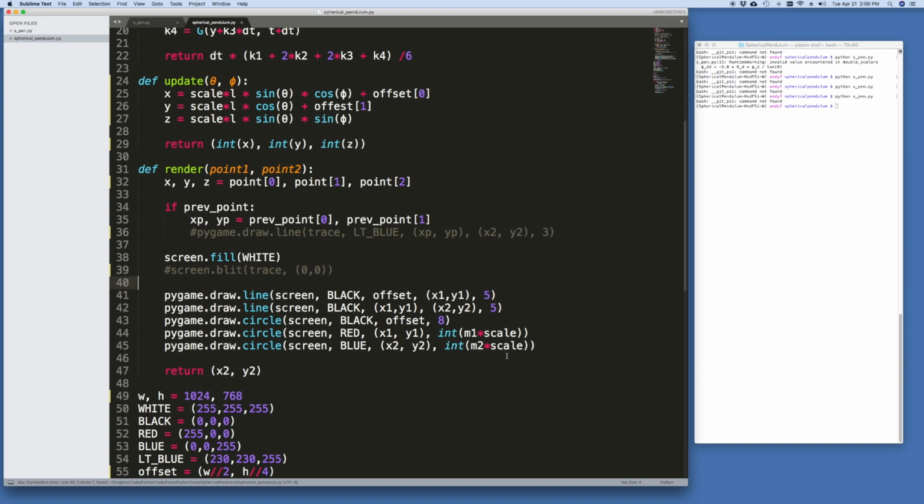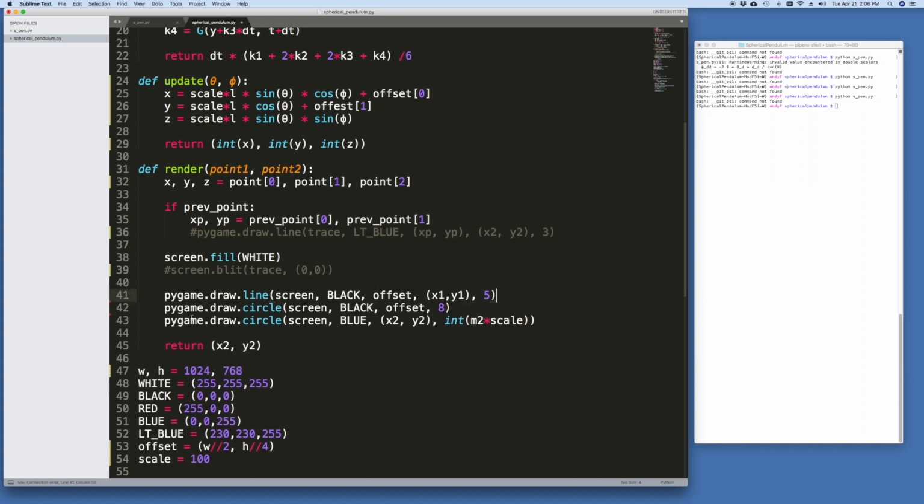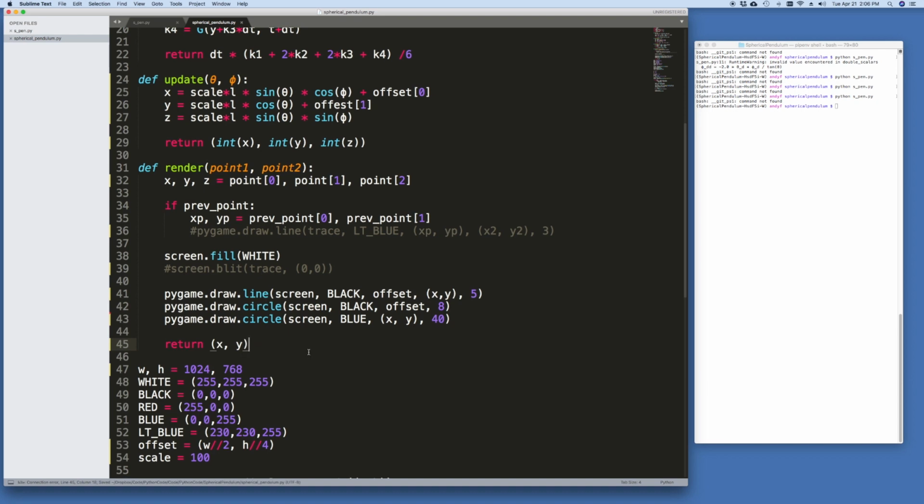In terms of the pendulum, we don't have 2 pendulums now. We only have 1, so I can get rid of 1 of them. This little circle is just for effect at the top of the screen. That does nothing. We'll get rid of this. Okay, so the line is still going from the offset, but now it's going to x1, y1. And the circle is at x and y. And I'm just going to arbitrarily set the size now to 40 pixels in radius, the size of the pendulum bob. And then it's returning x and y, not x2 and y2. I think that is it.